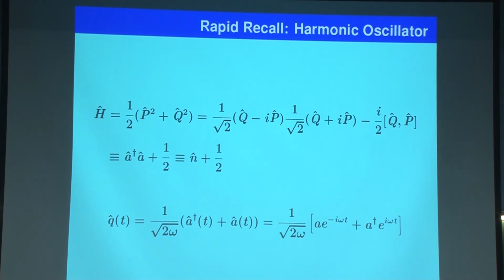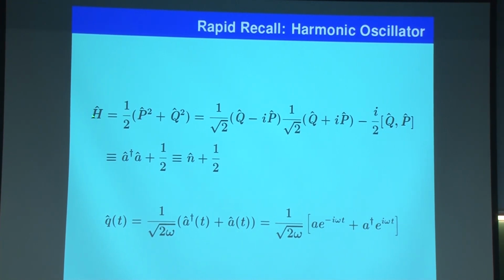So, a rapid recall on the oscillator. When you set everything to unity or rescale variables, the Hamiltonian for a harmonic oscillator is half p square plus q square. The non-relativistic Hamiltonian always has a p square, and the oscillator is the only one which also has a q square, which means p going to q is a symmetry, and that is why harmonic oscillators have such beautiful properties, and we spend all our time studying them. No other system will have this.